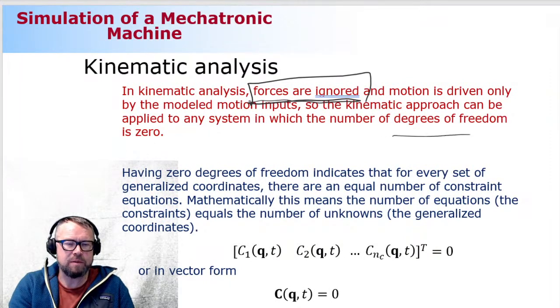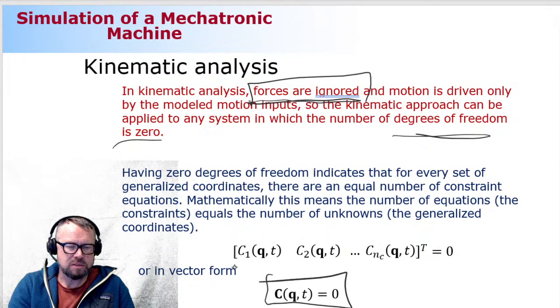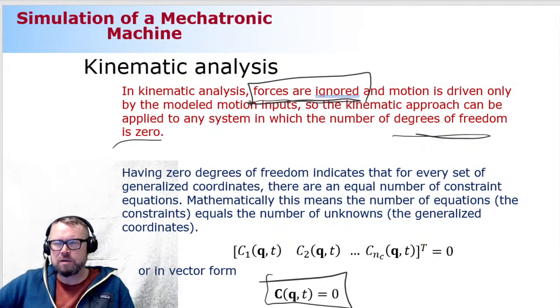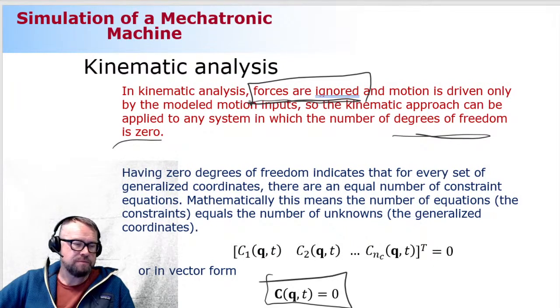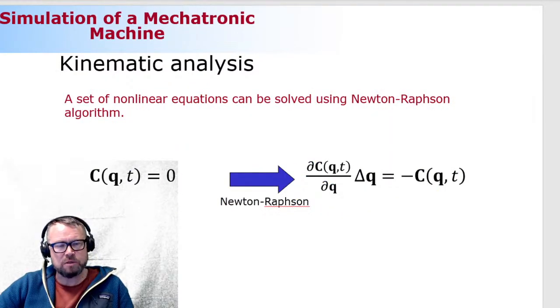And here's something that I have repeated more than a million times already. The number of degrees of freedom must be equal to 0. And then the solution is this set of constraint equations. That's all you need. Now the difficult thing is, if you have this set of nonlinear algebraic equations, how can you solve them? Well, a very often used procedure is based on the Newton-Raphson iterative process.